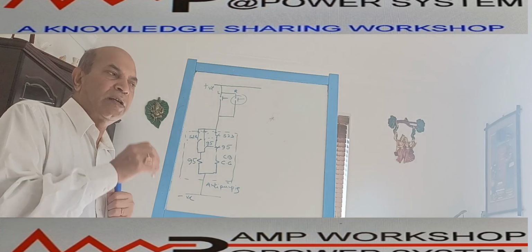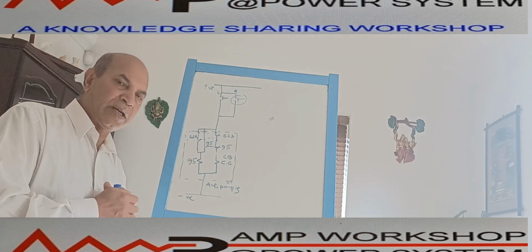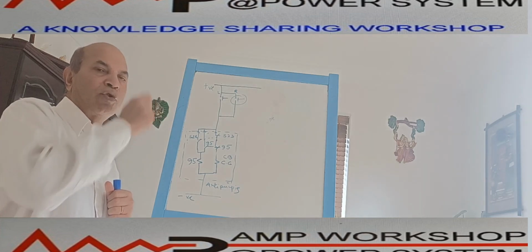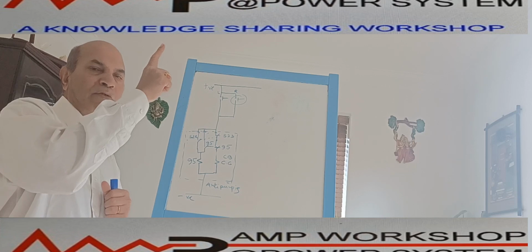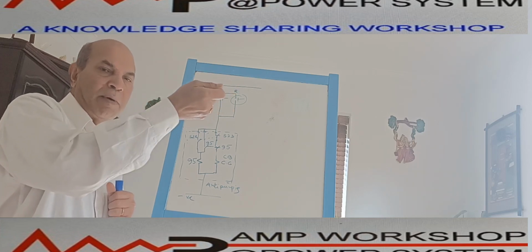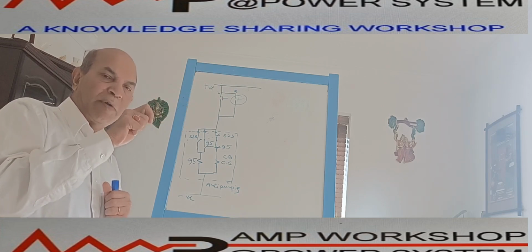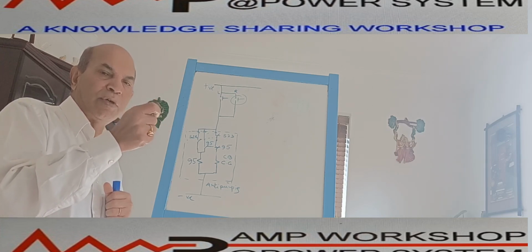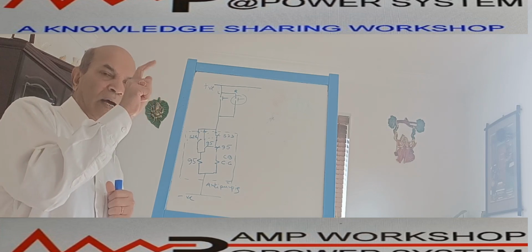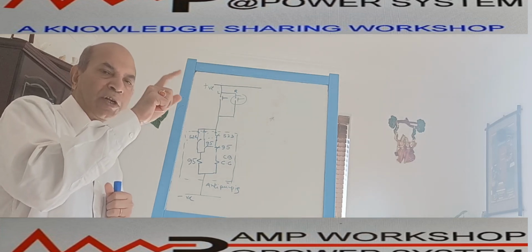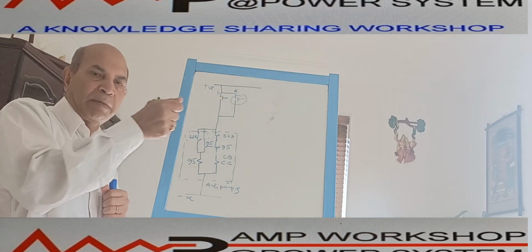During synchronization, in the case of manual synchronization, we close the circuit breaker by observing the synchroscope. When the synchroscope pointer is coming to the 12 point, we generally give the closing command immediately. That means there is a circuit breaker closing switch, the close neutral switch we have mentioned. When the synchroscope pointer is coming to the 12 position, we close immediately. That is the normal practice.